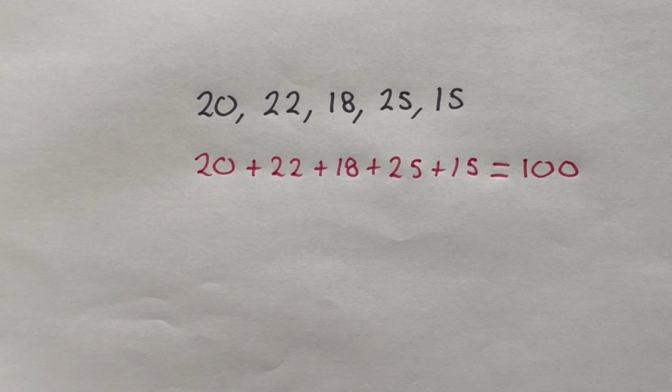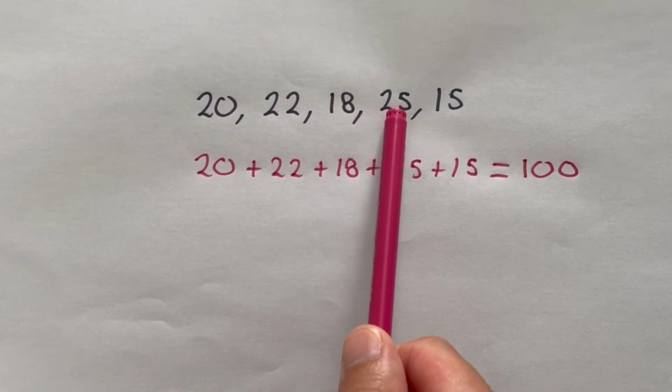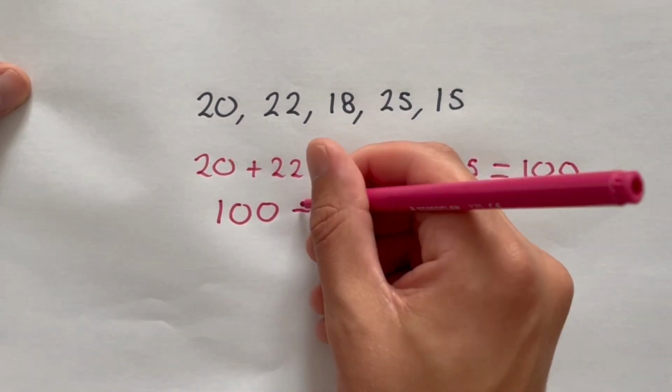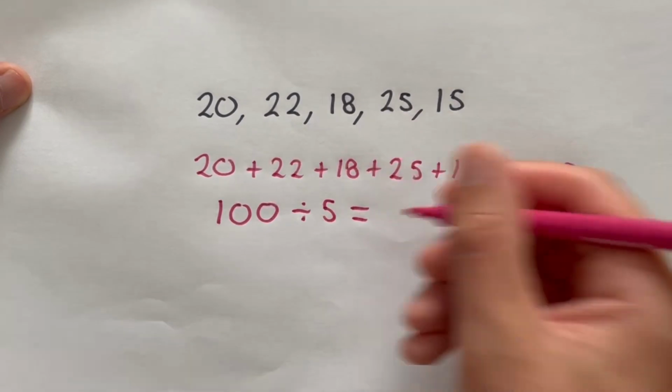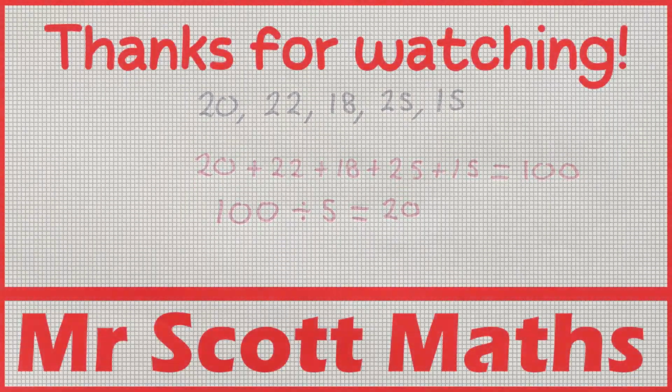We now need to divide by how many numbers we see. There's 1, 2, 3, 4, 5 numbers. So we do 100 divided by 5, and that gives us a mean of 20.